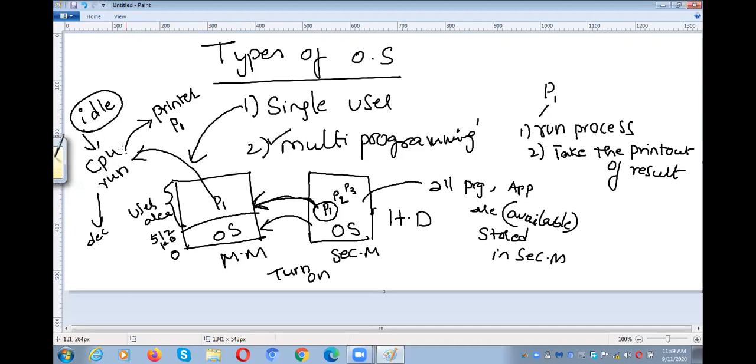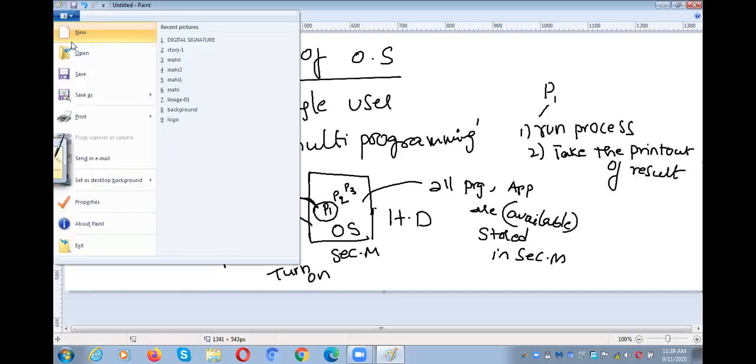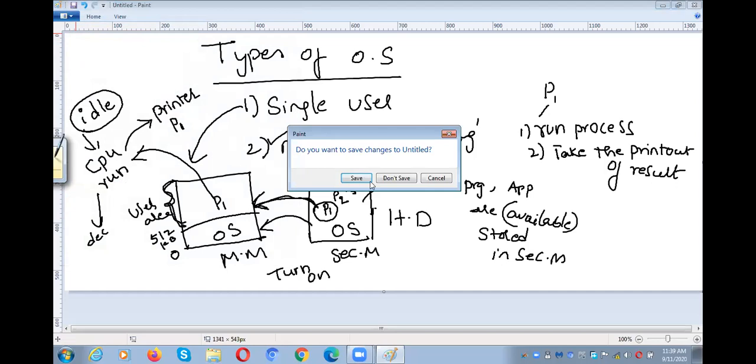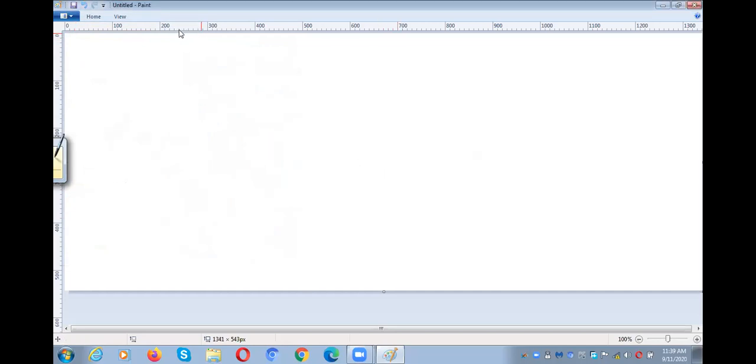Now, if we want to keep the CPU busy, we need to assign one more process to the CPU, but there is no process available in the main memory, right? There is only one process available in the main memory. So that is called a single user operating system. At a time we can keep only one process in the main memory. In order to avoid this problem, we need to switch to multi-programming.